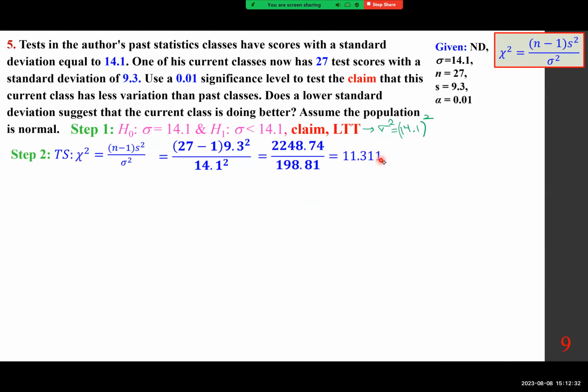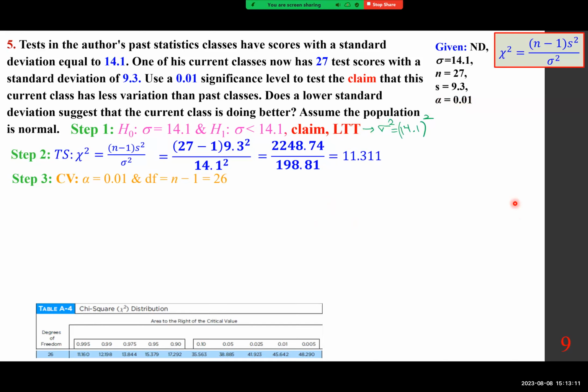Now, the next step is the critical value with the choice of alpha and degrees of freedom of n minus 1. With n equal to 27, 27 minus 1 gives us 26. Now, this uses the chi-square distribution, and for the chi-square distribution we need the area to the right and the degrees of freedom. In this case, alpha is 0.01, that means the area to the left is 0.01. Why area to the left? Because it's a left-tailed test.